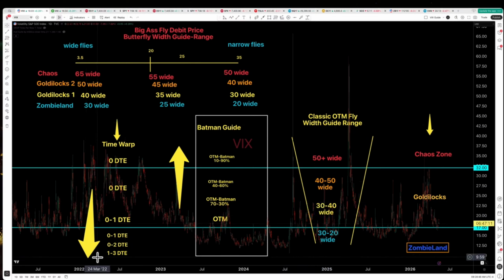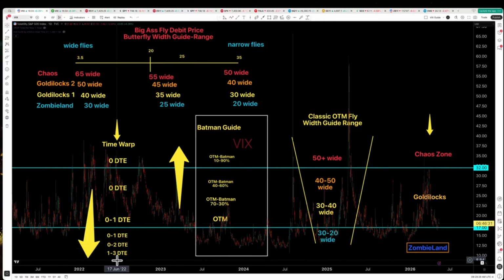And then over here on the left is our time warp guide. This is where we decide the difference between a 0 DTE trade and a 1 DTE trade or higher. So as volatility drops and we get that phenomenon that I had talked about, and that is the overnight gaps, I start bringing into my cadre of trades, the strategies that I employ, a 1 DTE as opposed to 0.